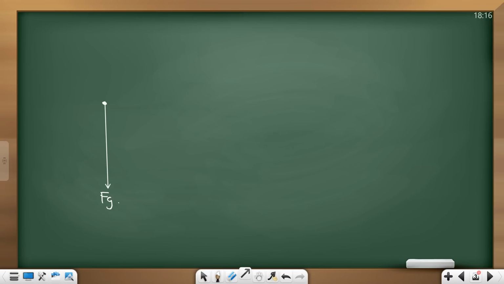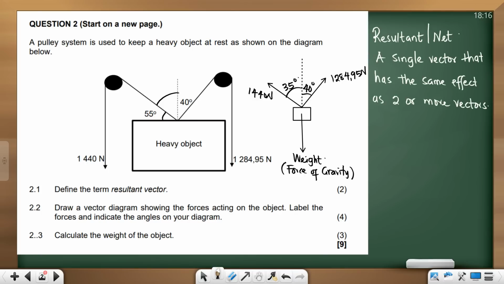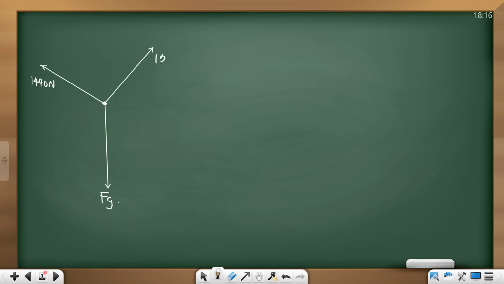All right, guys, check this, please. I need us to move. We have that force and we have that force, right? This was 1440 newtons. Do you remember this value? Did we write it down? Let's go. It's what? 1284,95 newtons. All right. Great.